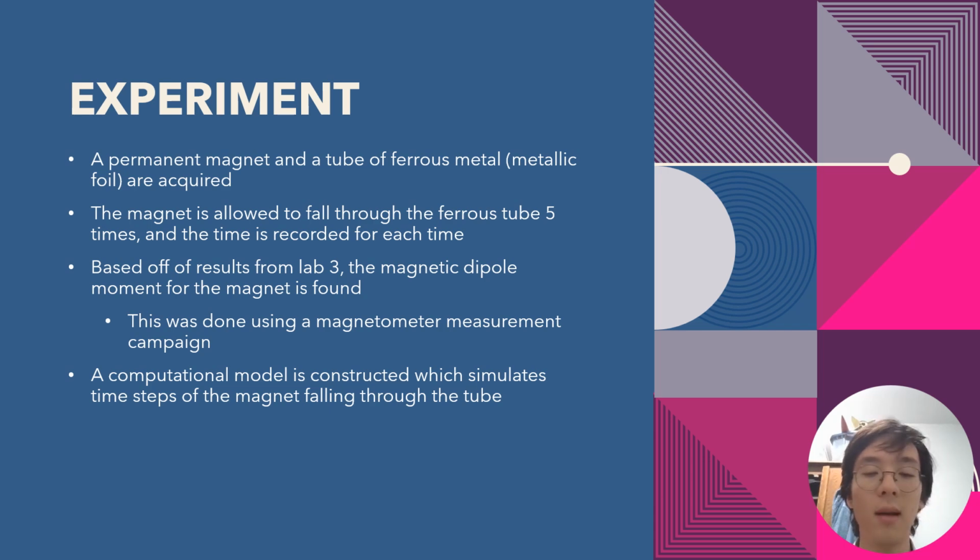The experiment saw us take a permanent magnet and a tube of ferrous metal, which was a metallic foil. The magnet was allowed to fall through the ferrous tube 5 times, and the time was recorded for each occurrence. Based off the results of lab 3, we take the magnetic dipole moment from that magnet using a magnetometer test, and then we construct a computational model by using a loop to simulate the net force of the magnet at different points along that tube. And then finally, we compare that to the real-life results to see its validity.